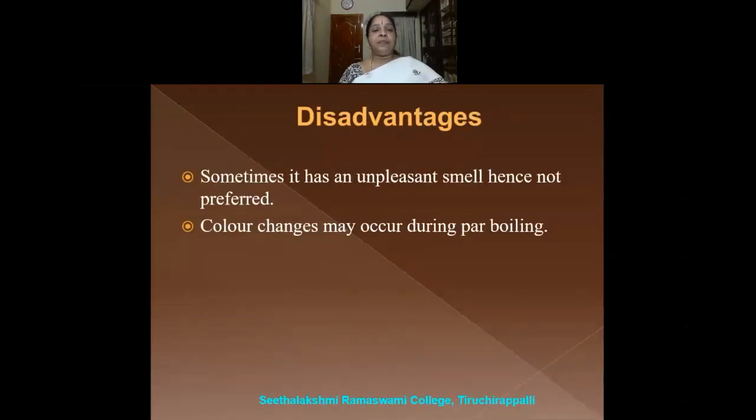Disadvantages are also there. Sometimes it has an unpleasant smell, hence it is not preferred. When it is allowed to soak for more amount of time, and if you do not change the water in which the paddy is soaked, what happens? There may be fungal growth, and because of fungal growth, flavor changes in the rice may occur, and color changes may also occur during parboiling.